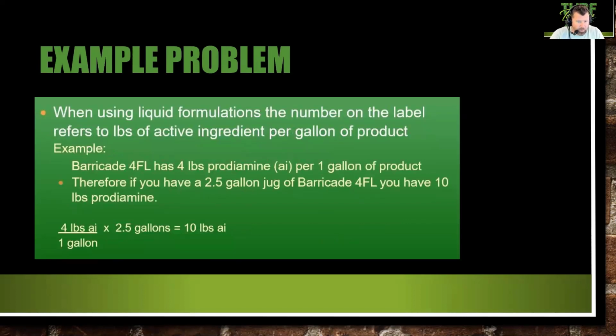When using liquid formulations, the number on the label refers to the pounds of active ingredient per gallon of product. So example, Barricade 4FL has 4 pounds prodiamine active ingredient per 1 gallon of product. Therefore, if you have a 2.5 gallon jug of Barricade 4FL, you have 10 pounds of prodiamine. The 4 pounds per gallon times 2.5 gallons is our 10 pounds of active ingredient.